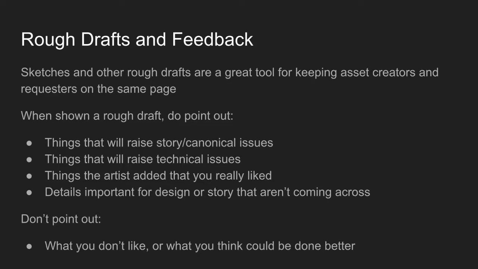When you are shown a rough draft, there are things you really should be pointing out. If your asset requester does something that raises a canonical issue, for example, if your asset requester gives a Philibarian a red pair of socks, but in Philibar, red is a horrible color and no one would ever wear red because it's the color of some past evil dictator that they all hate, point that out. Else your game's going to have canonical inconsistencies. Your asset creator won't know your entire canon. It's fine to say, hey, by the way, there's a thing in our canon that you should be aware of here.